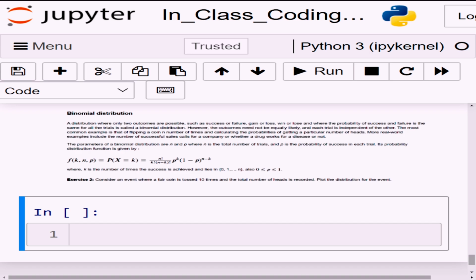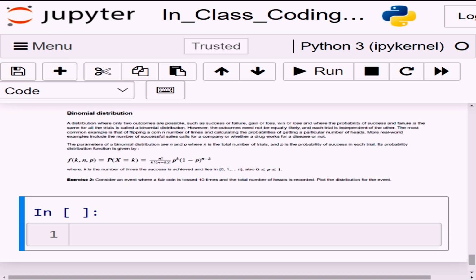K is out of 50 times. Let's say n is 50. I'm going to toss the coin 50 times. Out of tossing the coin 50 times, what is the probability that I get heads k times? K is the number of heads I'm expecting.